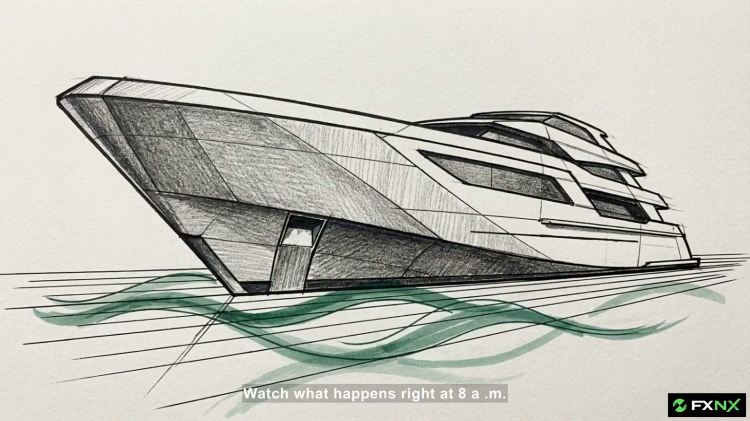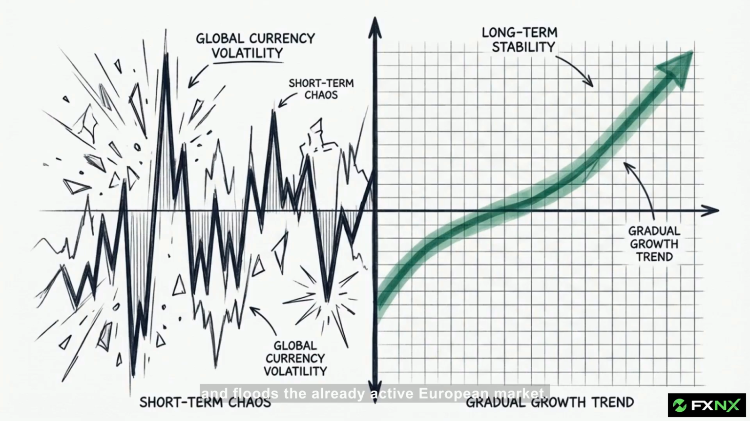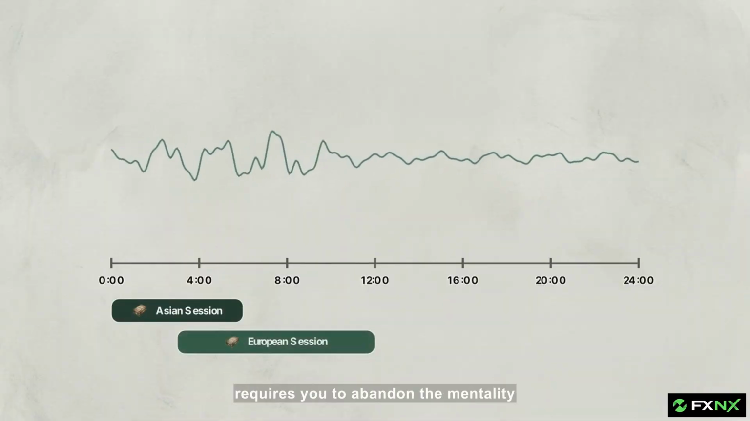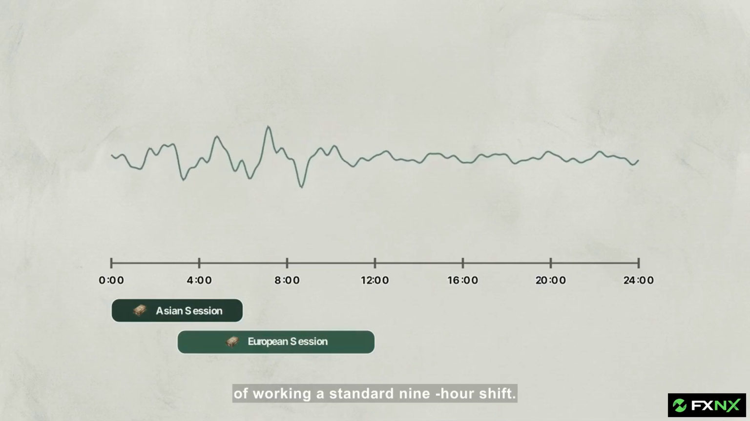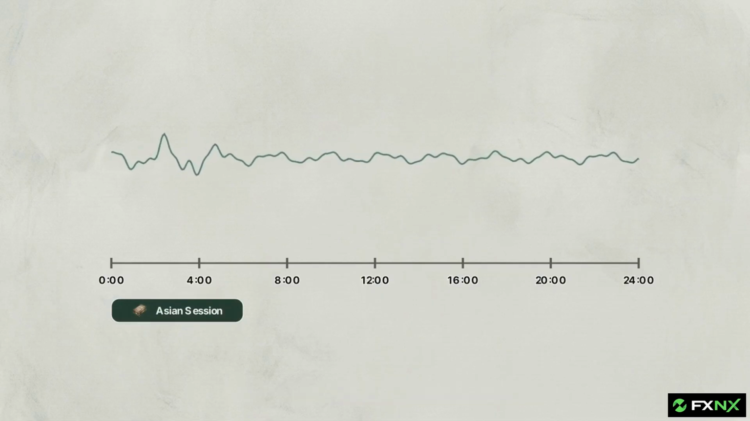Watch what happens right at 8 a.m. Eastern. The massive volume of the New York Open drops in and floods the already active European market. This creates a 4-hour intersection from 8 a.m. to noon. This is the golden window. It is where the deepest liquidity and the highest volume of the entire day occurs.